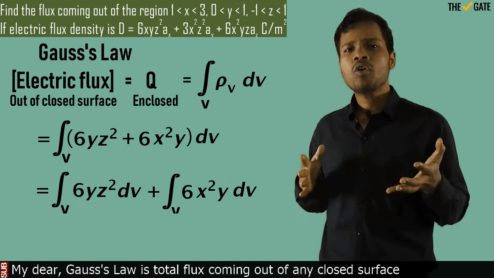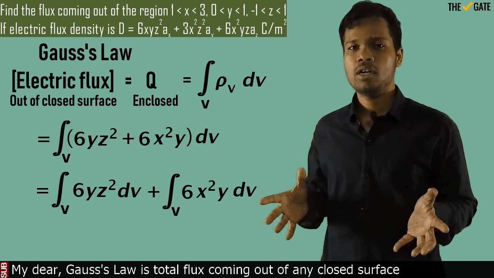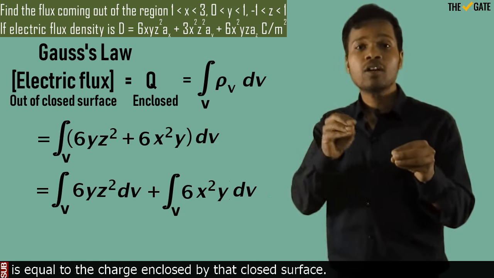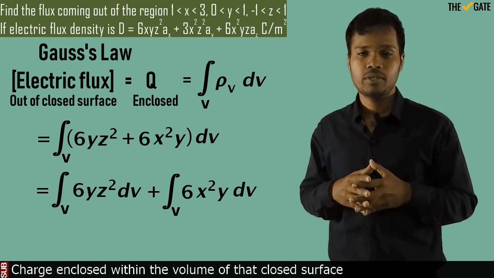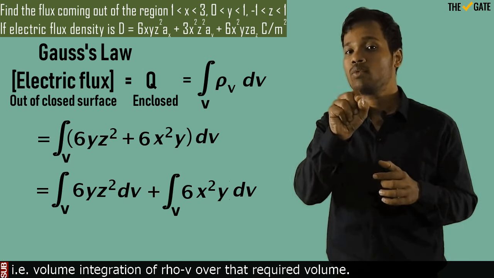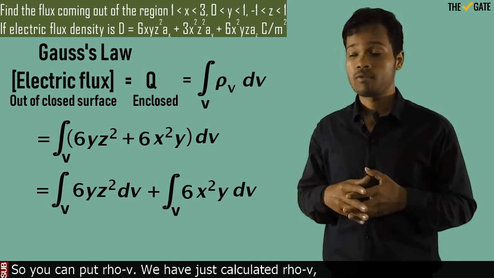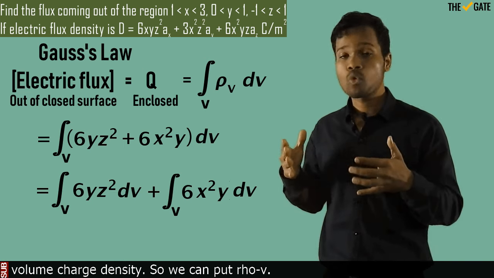My dear, Gauss law says the total flux coming out of any closed surface is equal to the charge enclosed by that closed surface, the charge enclosed within the volume of that closed surface. That means volume integration of rho v over that required volume. So we can put rho v. We have just calculated rho v, the volume charge density.